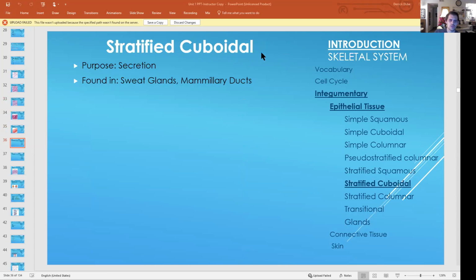Stratified cuboidal, you won't really find these much other places than mammary ducts and sweat glands, where you've got to produce a lot of stuff. So really think of the cuboidal as for secretion. You want to secrete a lot of stuff, produce milk or sweat. You're producing a lot of stuff all at once in one area. So that's why you've got lots of cuboidal cells in that area.